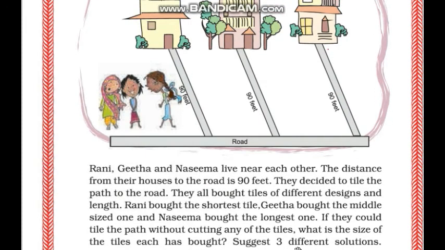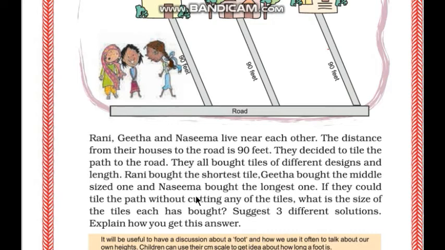Now they decided to tile the path to the road. They all bought tiles of different designs and length. Rani bought the shortest tile. Here the size of the tile is not given, only the question states the shortest tile. Geeta bought the middle size one, and Nasima bought the longest one. Now, if they could tile the path without cutting any of the tiles, what is the size of the tiles each has bought? Suggest 3 different solutions. Explain how you got this answer.